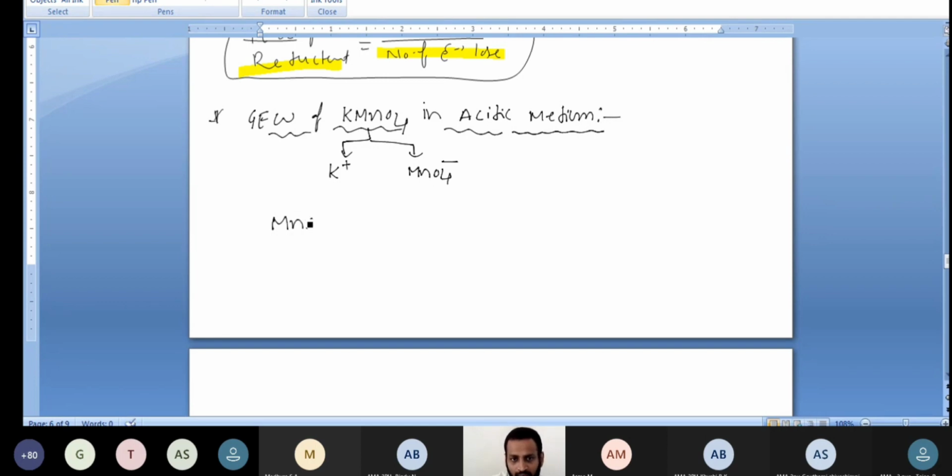How will it change in an acidic medium? Acidic medium means an acid is present, like H2SO4 or HNO3. We will have this reaction: MnO4 minus converts to manganese plus 2. On the arrow I am writing H plus. Why am I writing H plus? This is happening in acidic medium, so this is the representation of acidic medium. That's the meaning. Now, what is the change in oxidation state?